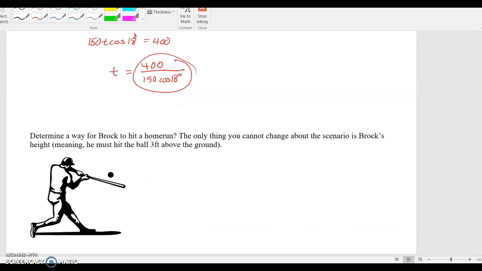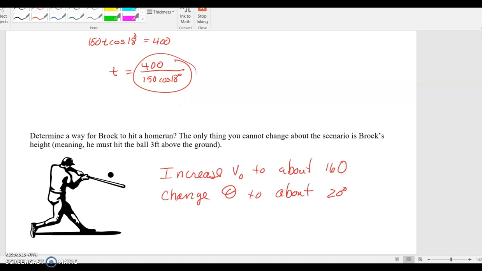We know that Brock did not hit a home run, and I'd like you to think about what you can change in order for him to hit the home run. Pause the video and create that scenario. This is how I was able to get Brock to hit the home run.